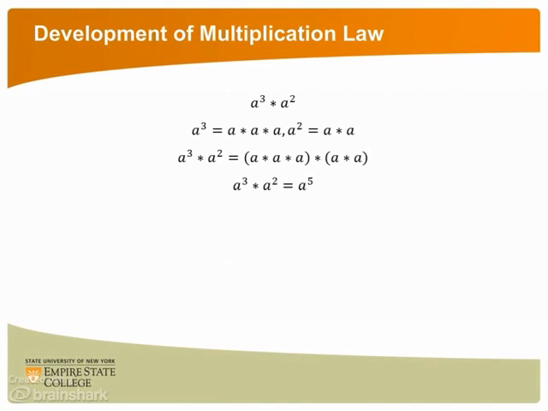Counting how many a's are multiplying by each other, we find we are ultimately multiplying 5 copies of a, which is a to the 5th power. But we can get that 5 by adding the 3 and 2. Although this is not a formal proof, it does help to make more sense of the rules. A similar demonstration could verify the rules for division and powers raised to powers.